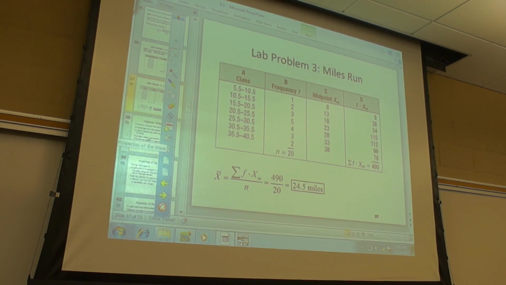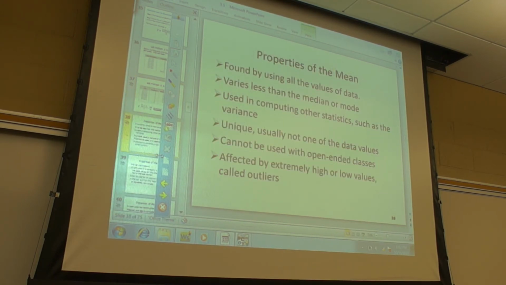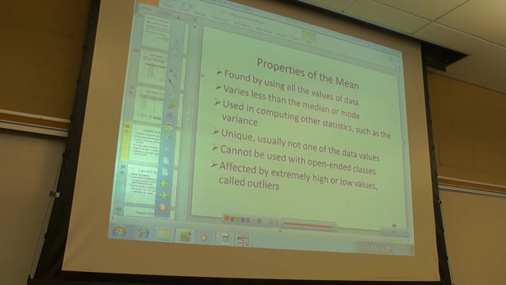What are the properties? Alberto, go ahead and read for us. Properties of the mean: found by using all of the values of data, varies less than the median or mode, used in computing other statistics such as the variance. Usually not one of the data values, cannot be used with open-ended classes, affected by extremely high or low values called outliers. Great, thank you.